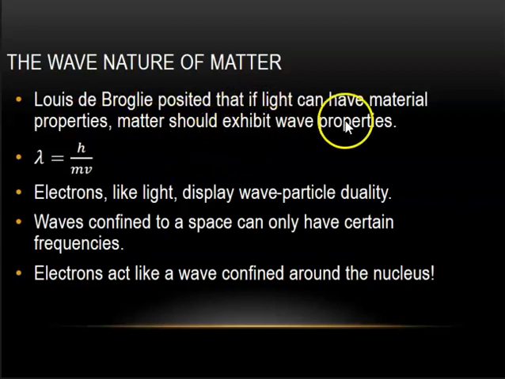But he thought that if light can act like a particle, right? I just showed you light can be treated as a particle, a photon, a little nugget of light. So he thought, if light can be a particle, can particles be like light? Could matter show wave properties? And he was able to come up with this equation here.